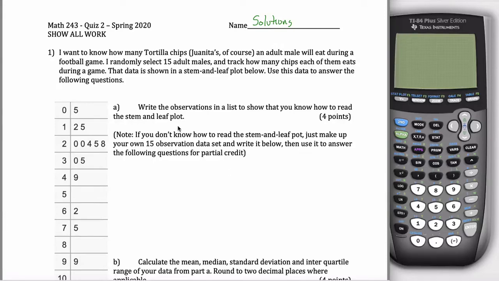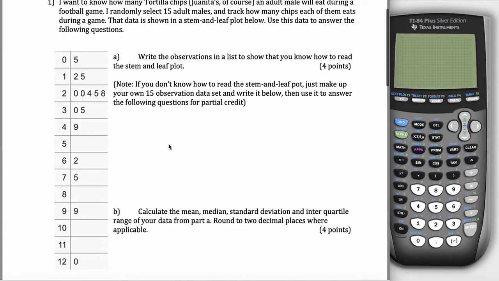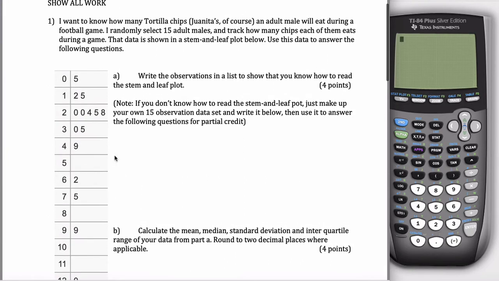All right, quiz 2 solutions for Math 243. In this problem, instead of giving you data explicitly, I give you a stem and leaf plot here, and I test your ability to read this stem and leaf plot and come up with the data on your own. What are we talking about?